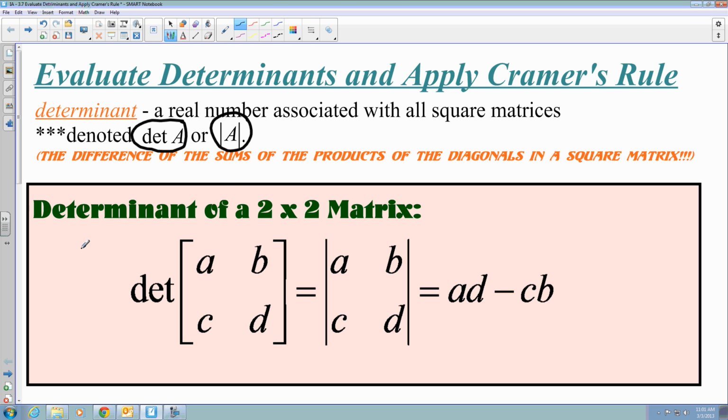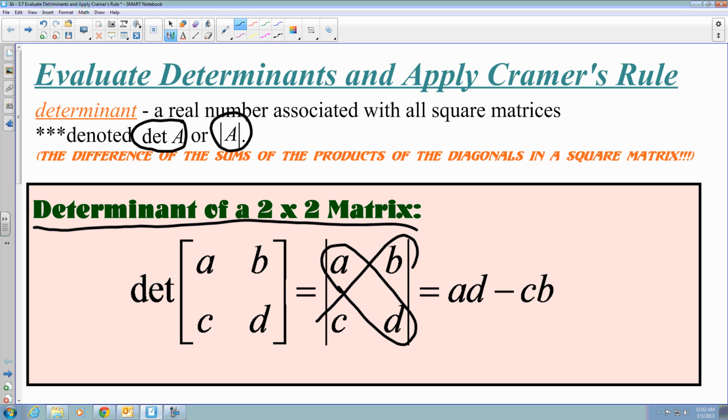First off, we're going to find the determinant of a 2 by 2 matrix. Let's say we have values A, B, C, and D. It can be written as the determinant of A, B, C, and D. And all we're doing is taking the product of A and D minus the product of B and C. Whatever that value may be, that's going to be our determinant.